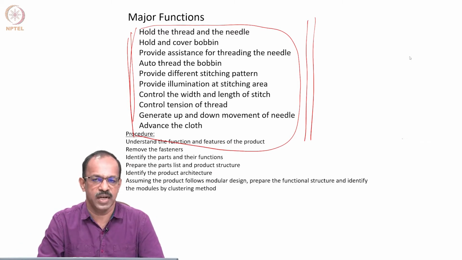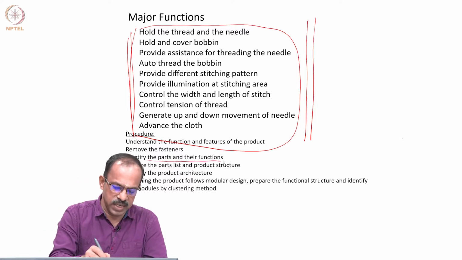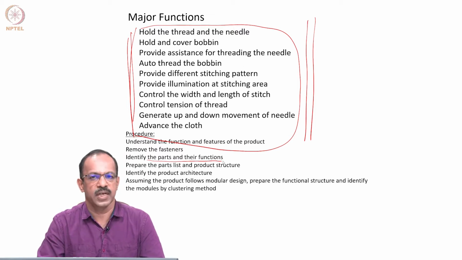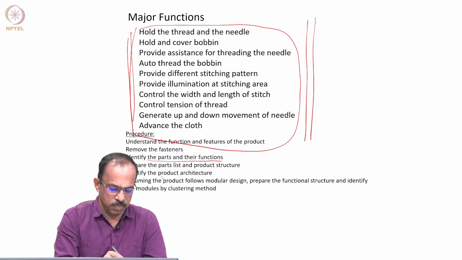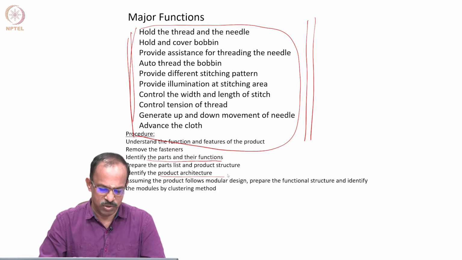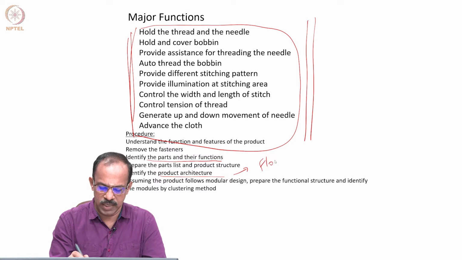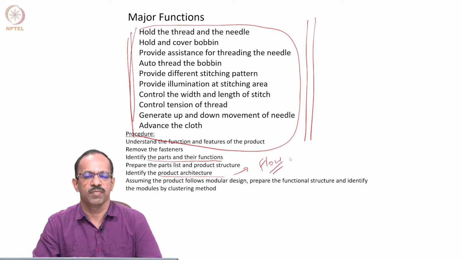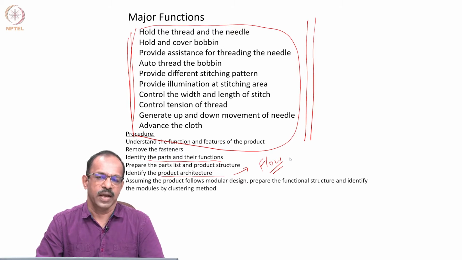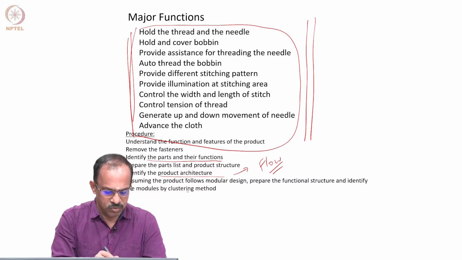So to understand that, we will try to understand all the parts inside and their functions. Look at each part and see what function it provides in the product, and then you prepare the architecture of the product. Once you do this, you need to go for a functional decomposition using the flow method and get the functional diagram, or the flow structure, of the product. And using that, you try to identify the modules using the clustering method.